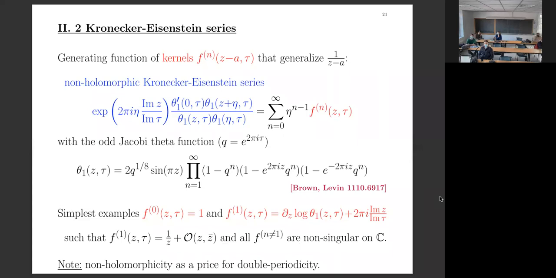And in case of the polylogs, our d log z forms all had simple poles. And here it's just a single f which has a pole, namely the f_1. So almost all of these f's are regular.